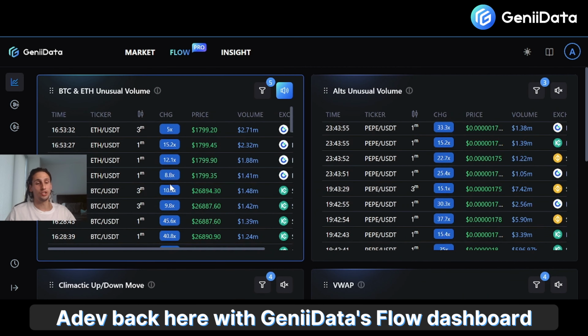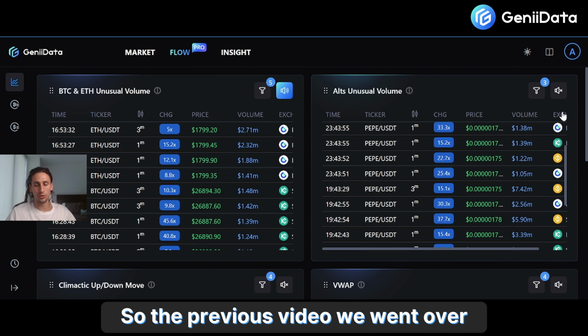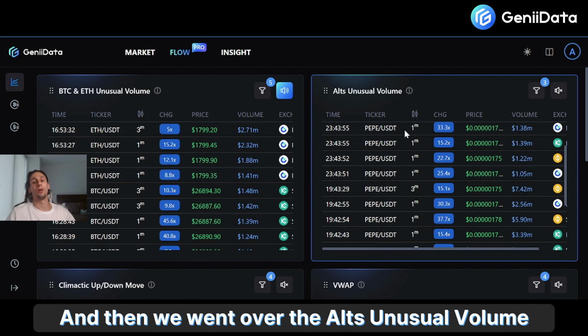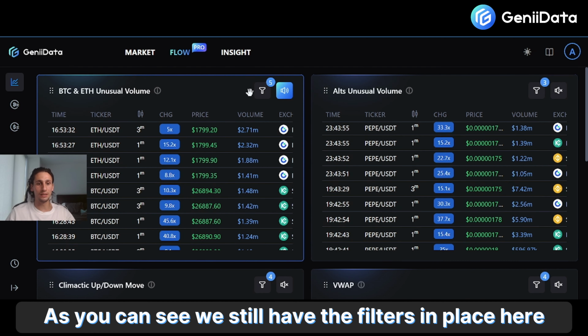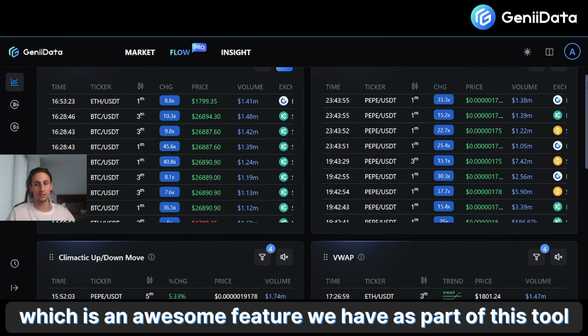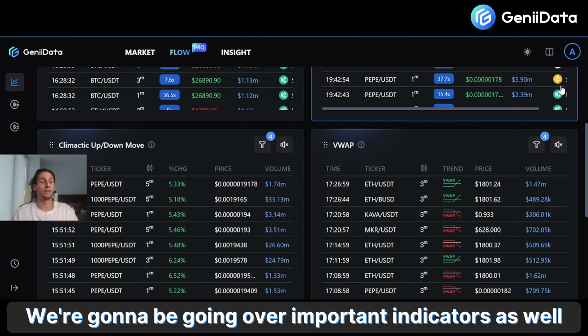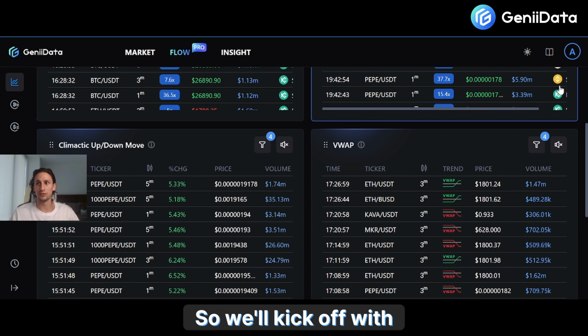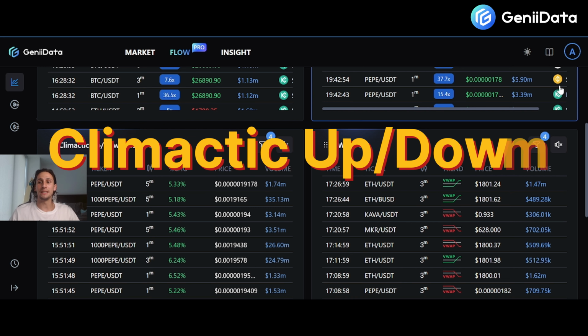Adiv back here with GeniiData's flow dashboard. So in the previous video we went over the Bitcoin and ETH unusual volume, and then we went over the alts unusual volume. As you can see, we still have the filters in place here. Filters stick no matter what happens, which is an awesome feature we have as part of this tool. We're going to be going over important indicators as well that are displayed on the flow dashboard. So we'll kick off with climatic up and down movement.